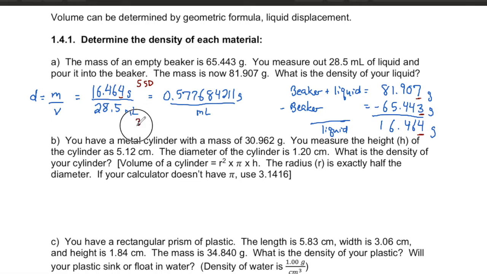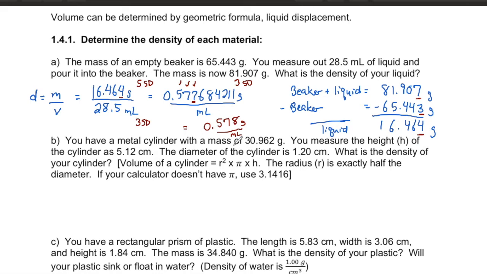Our volume has 3 significant digits. When we subtract, we base on the place value. When we divide, we base on the number of digits. So 5 significant digits divided by 3 significant digits should give us an answer that we need 3 significant digits. So here's the first, the second, the third. We take a look at the next one and we see that it's large. So we should report this as 0.578 grams per milliliter.